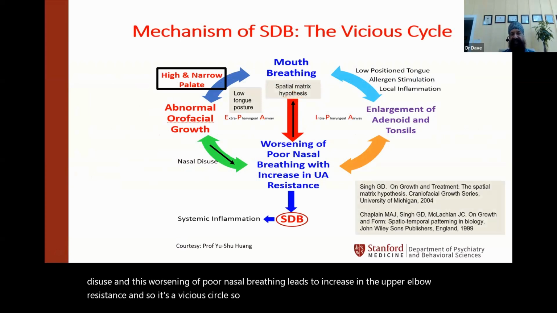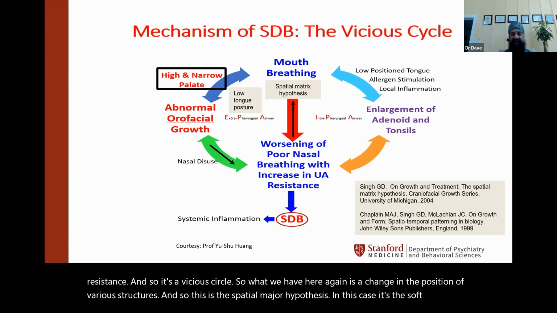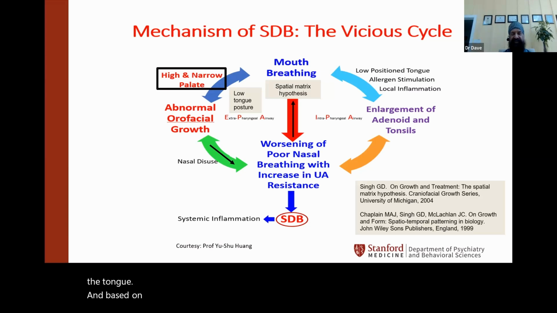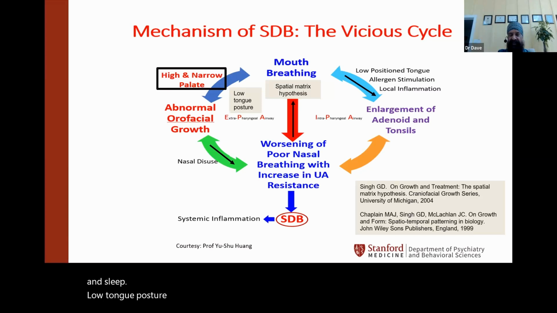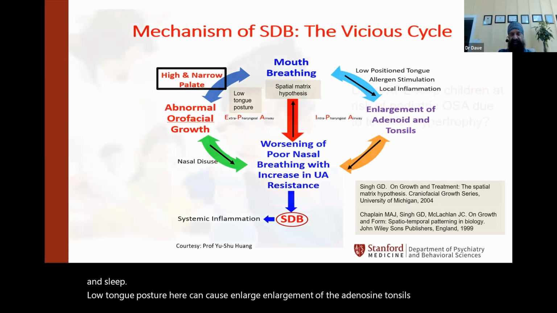So what we have here again is a change in the position of various structures. And so this is the spatial matrix hypothesis. In this case, it's the soft tissue, it's the tongue. And based on that change of position, there's a change in temporospatial patterning in terms of how these genes are going to respond to environmental factors such as swallowing, breathing, and sleep. Low tongue posture here can cause enlargement of the adenoids and tonsils. And again, that's a vicious circle.